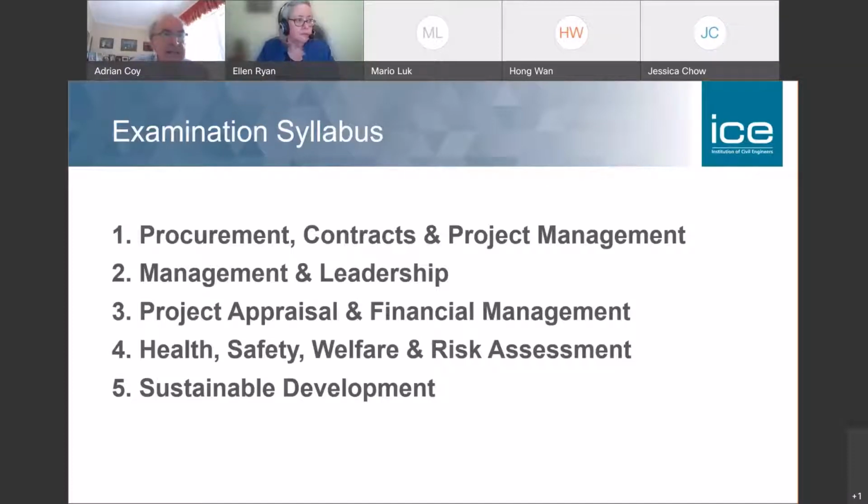We look at testing that in an examination format through a case study format, and that is, we describe in the exam a case study and then ask candidates to answer questions relating to that case study. But those questions are looking at the knowledge that candidates have gained in these 5 syllabus areas, these modules.